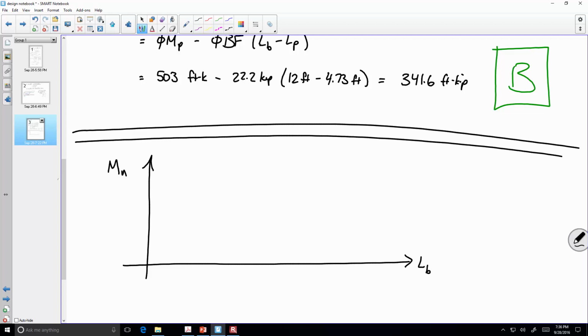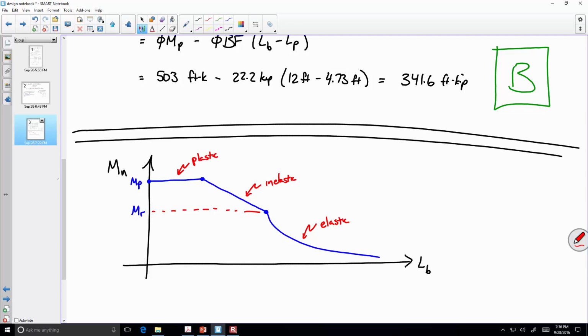All right? And for a beam, we define 3 regions. And the plot looks something about like this. We have a flat portion right here at MP. We have a linear region between MP and MR. And then we get this hyperbolic region that looks like this. Okay? If you want an explanation as to what's going on, this is the elastic range. This is the inelastic range. And this is fully plastic.